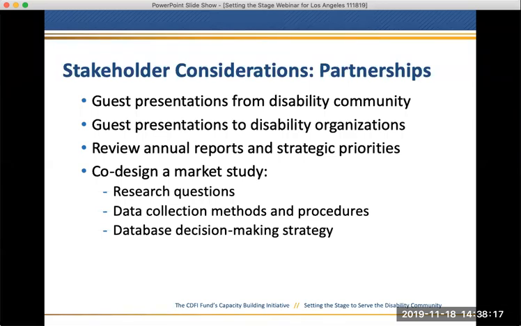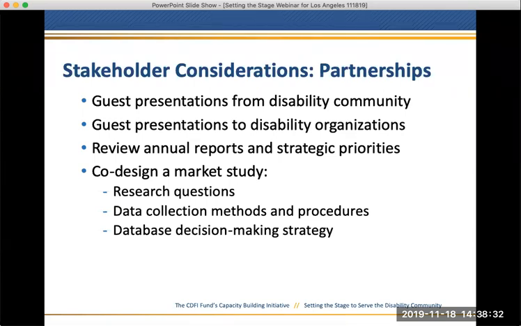Other ways that you can learn about the needs that would help inform your products and market potential is reading annual reports to identify some of the strategic priorities that these organizations have. And co-designing a market study.